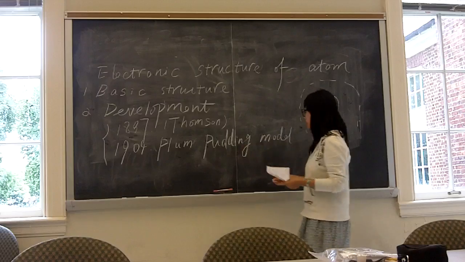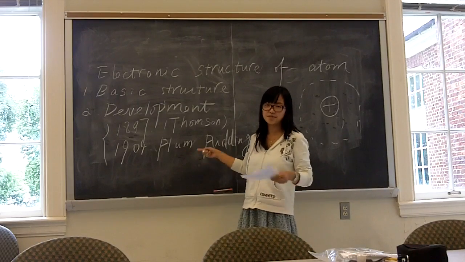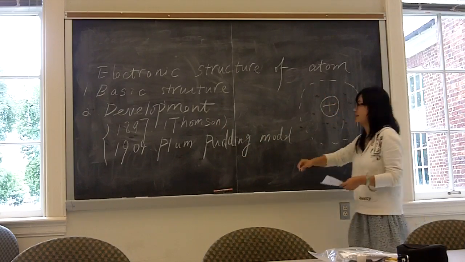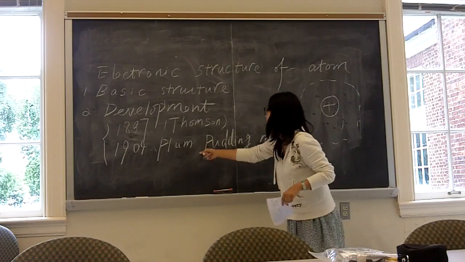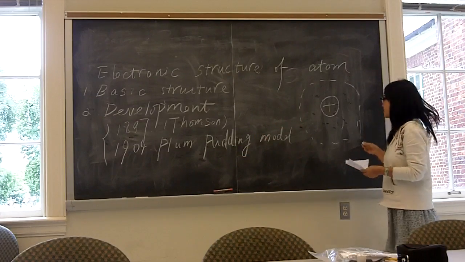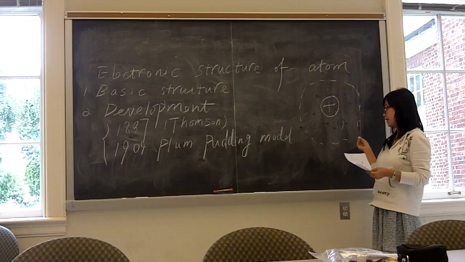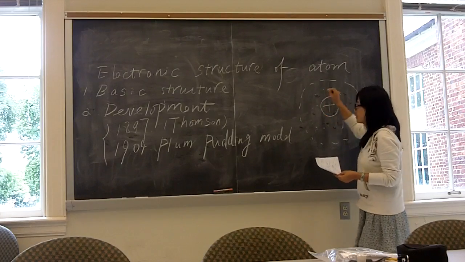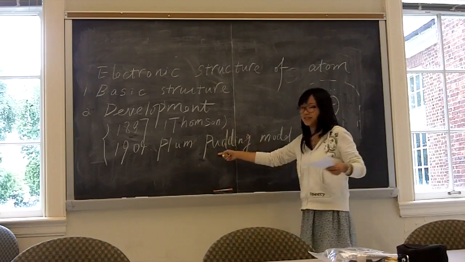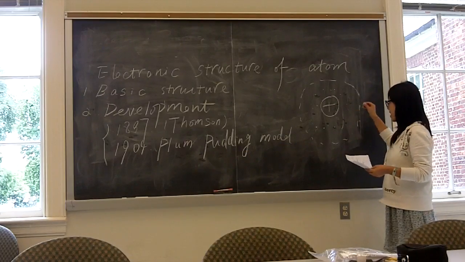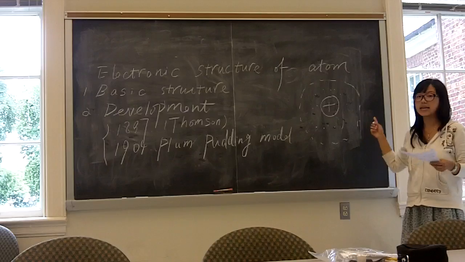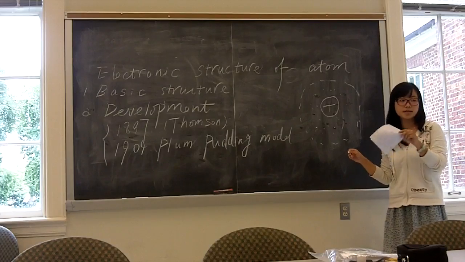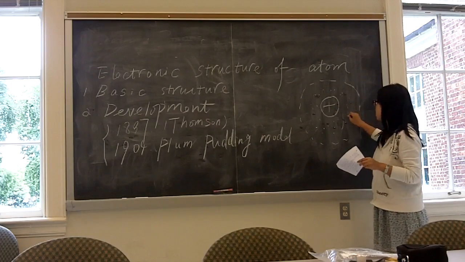It's the plum pudding model. Can someone imagine this? It's a pudding with some plums in it. According to this model, he proposed that the electrons are distributed evenly in the surrounding space, just like the plums distributed in the pudding. He said that the distribution of electrons is even, and every electron has its specific position in the surrounding space, just like that.